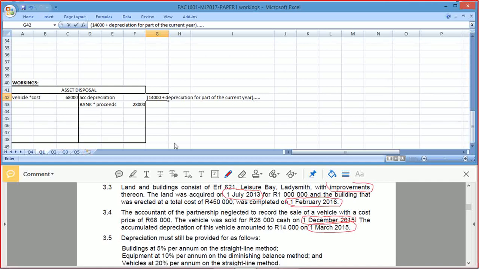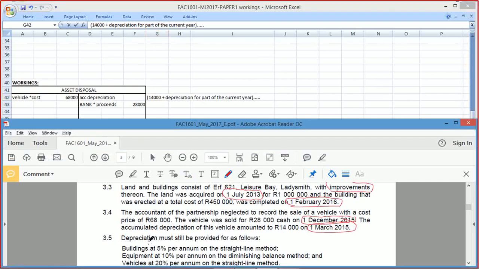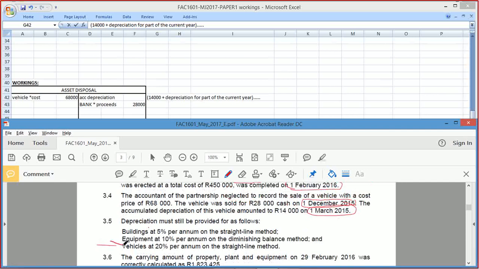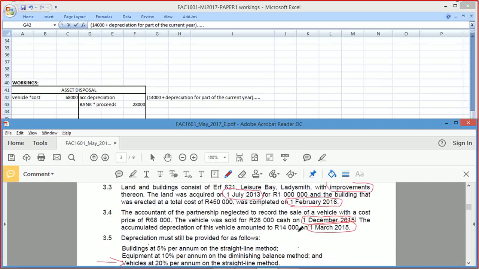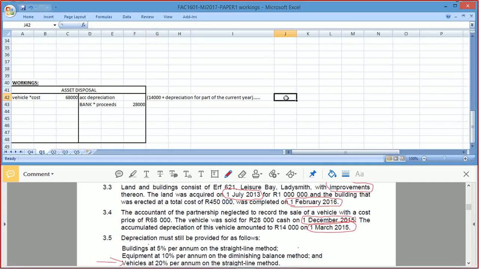Okay, so how do you work that out? Well, you need a rate. You can see in point number 3.5, vehicles is calculated using 20% per annum straight line method. Does that help a lot? Yes, it does. Because now I can show depreciation, old asset sold, is going to equal, how much is the cost? 68 times, what is the rate of depreciation? 20%. How many months? Well, December till March. How many months is that?